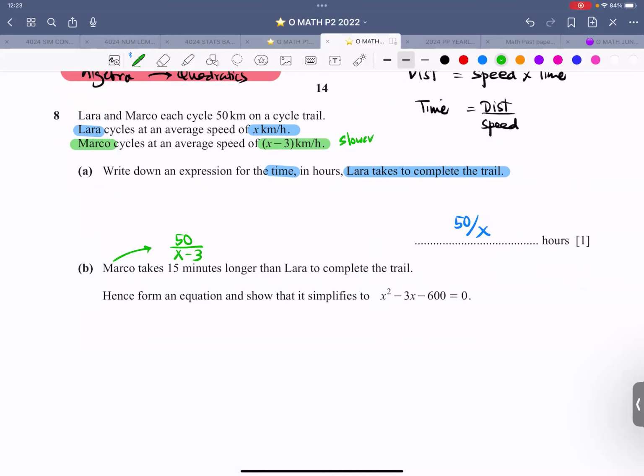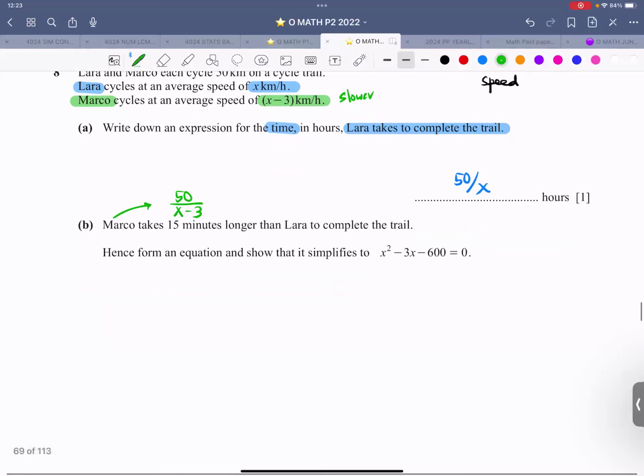So Marco will be taking more time. Therefore, 50 over x minus 3, this is more time, minus 50 over x, that is the time of Lara. This difference is 1/4 of an hour. 15 minutes is 15 divided by 60, or 1/4 of an hour. So this is 1/4.